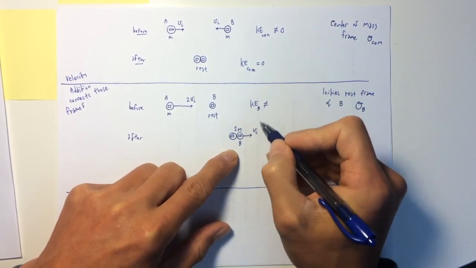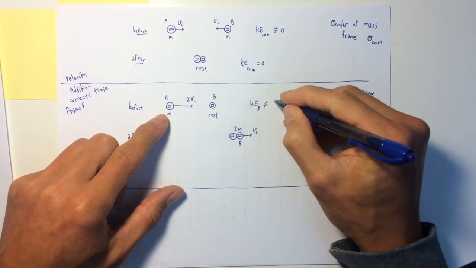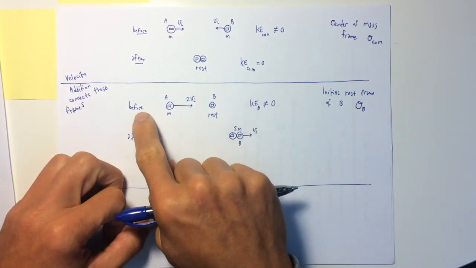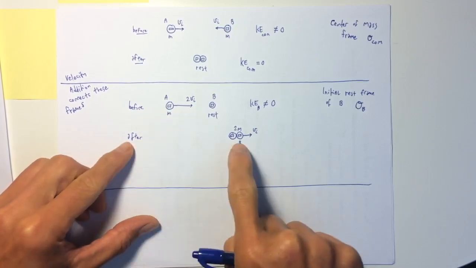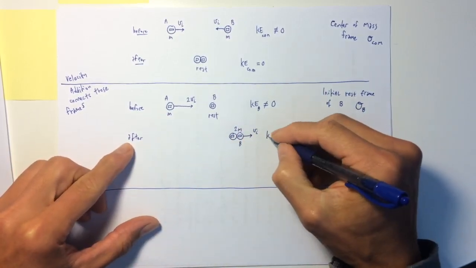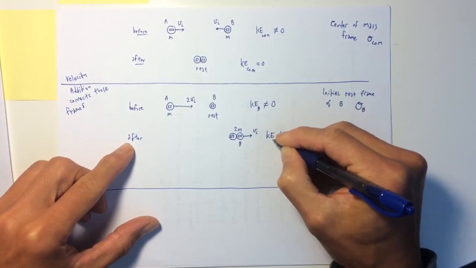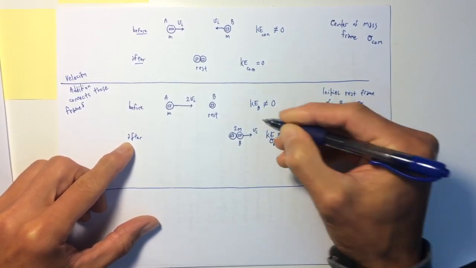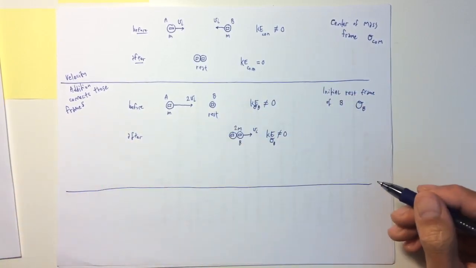So the kinetic energy of the combination of A and B is definitely not 0 before the collision, because I have a bunch of mass in motion. And then afterwards, I still have mass in motion. It's still not 0 in, let's say, O sub B. So this is the observer frame O sub B.